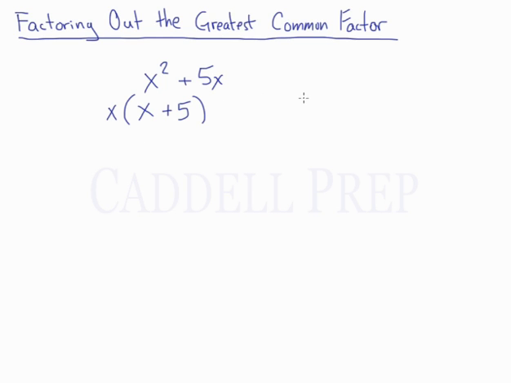And we can see if we would actually multiply these, we should end up with x squared plus 5x. So we distribute the x to both terms. x times x is x squared, and x times 5 is 5x.